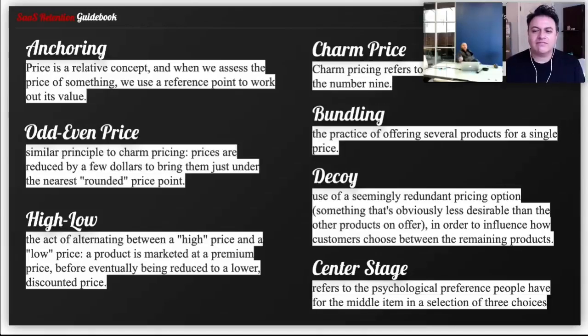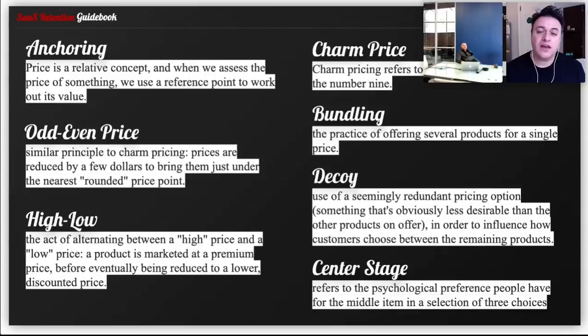The difference between center stage and decoy is that center stage is three varying levels, and you're really driving people to that middle and knowing that that's where they're going to choose. Whereas the decoy takes one of those levels and puts it very close to the other one, reducing even the option of the third one, because it's only those two that people are looking at. So they're very close in their strategies, but slightly different.